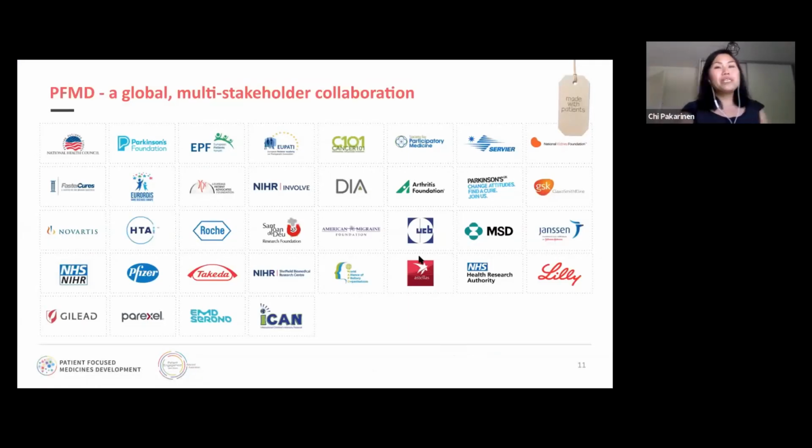So PFMD, Patient-Focused Medicines Development, is a global and multi-stakeholder collaboration. We were established at the end of 2015 with a fairly small group of patient organizations and the pharma industry. Today, you can see that the group is 36 strong, and we are aiming to keep the membership very balanced with patient organizations and pharma, but also other stakeholders like healthcare professionals and regulatory and research institutions.